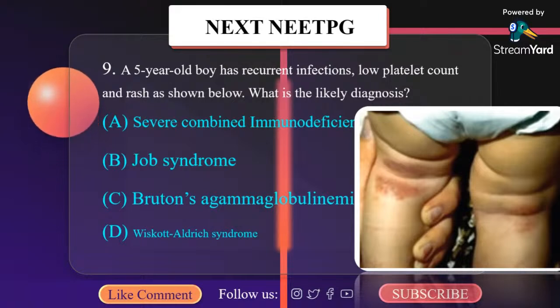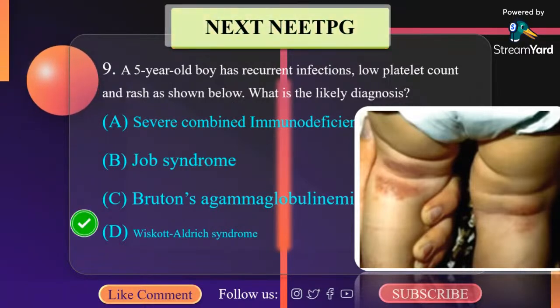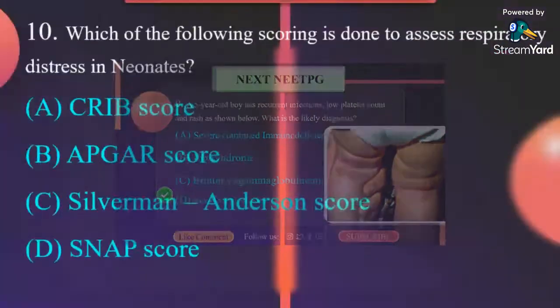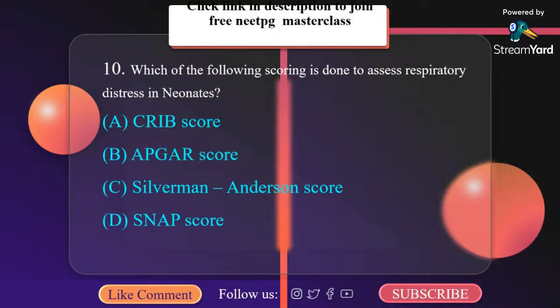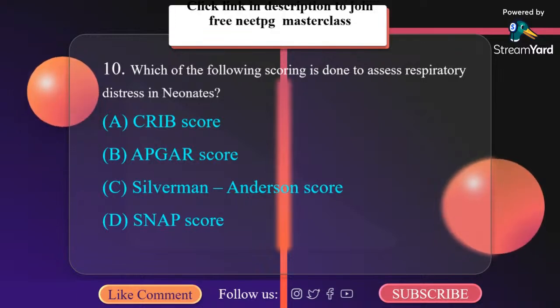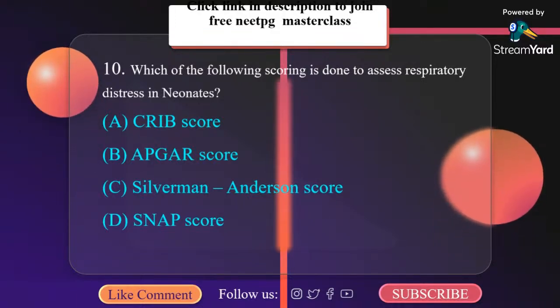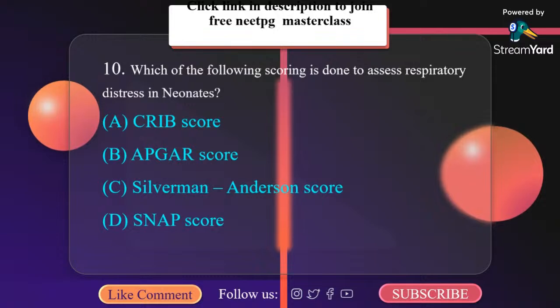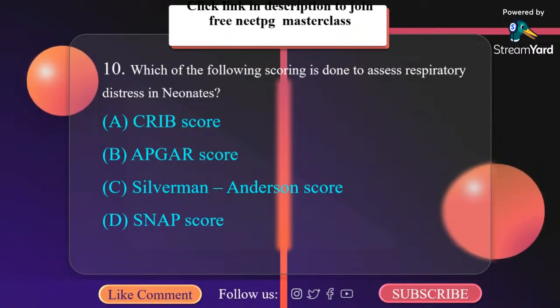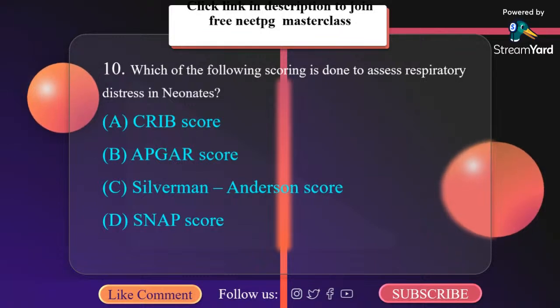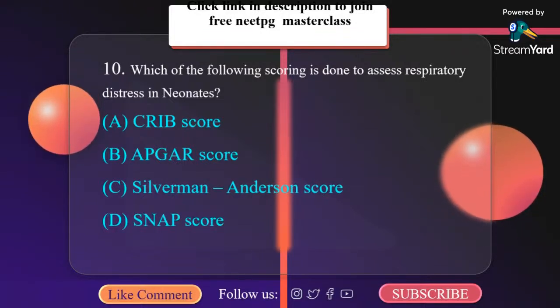Let's move to the next question. Which of the following scoring is done to assess respiratory distress in neonate? A. CRIB score, B. Apgar score, C. Silverman Anderson score, and D. SNAP score.